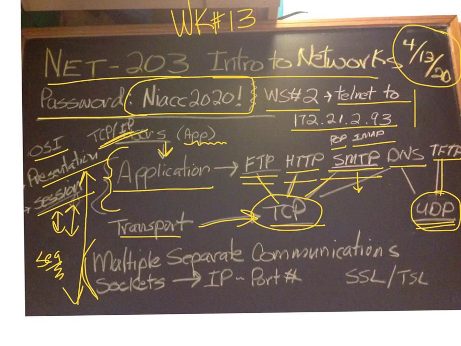Then for the transport layer, we also talked about multiple separate communications. As an example, you can be downloading a file and browsing the internet and, I don't know, even sending email. The way it keeps track of those communications is via sockets. Take an IP and link it to a port number. And we have source and destination addresses.